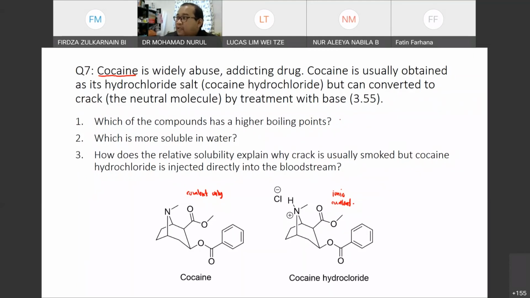Okay, this one is cocaine. How to explain? They have intermolecular force. This one has the ionic and covalent bonds.